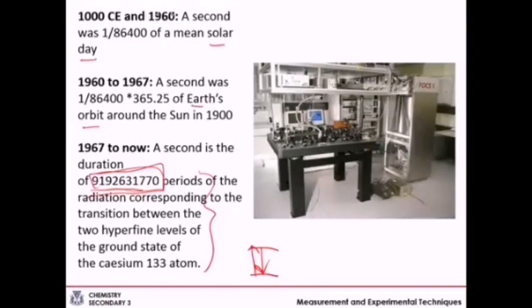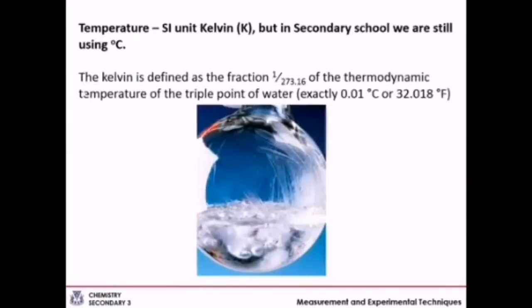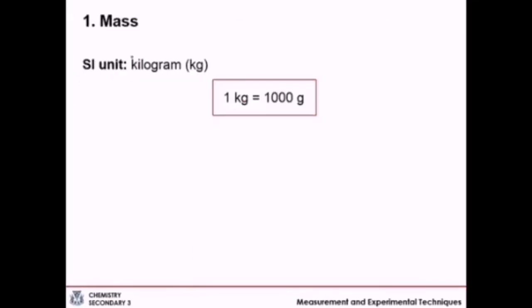Moving to the next quantity, the next unit is temperature. The SI unit of temperature is Kelvin, but in secondary school we are still using centigrade. Kelvin is defined as a fraction of 1 over 273.16 of the thermodynamic temperature of the triple point of water. And what is the triple point of water? It is roundabout or exactly 0.01 degrees Celsius or 32.0158 Fahrenheit.